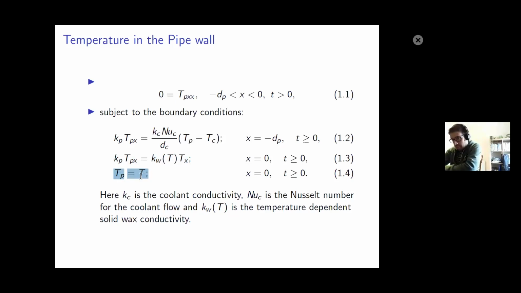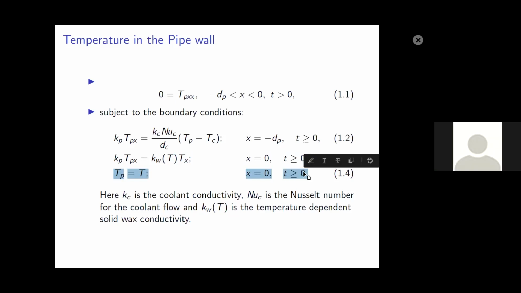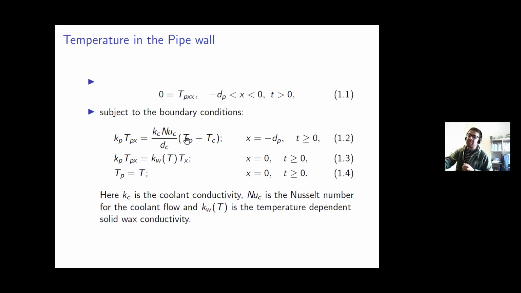Additionally, though, we prescribe another boundary condition, a third boundary condition, which says that the temperature is continuous from the pipe into the solid wax layer. So we don't necessarily expect that the temperature is continuous from the pipe into the coolant jacket, but we do prescribe that the temperature is continuous when we go from the wax layer into the pipe.